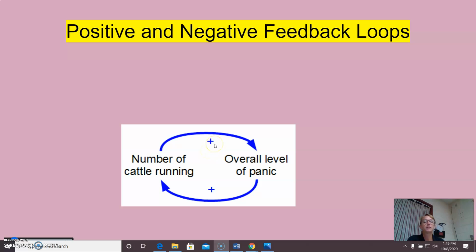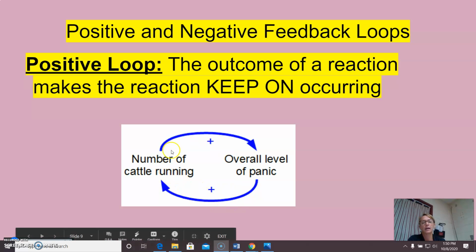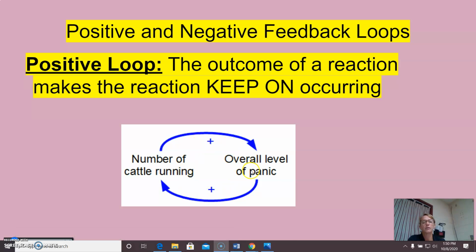Okay, in order to understand the greenhouse effect, you need to understand positive and negative feedback loops. Most importantly, positive. A positive feedback loop is when the outcome of a reaction makes the reaction keep going. An example of this would be if a cow starts running, that cow makes other cows panic, which makes more cows run, which makes more cows panic, which makes more cows run. So the results of the reaction make the reaction keep going.